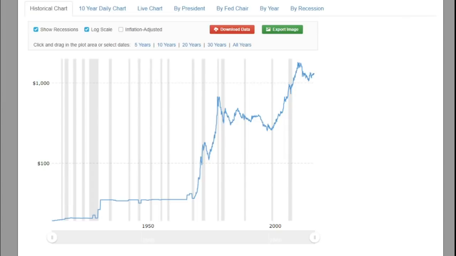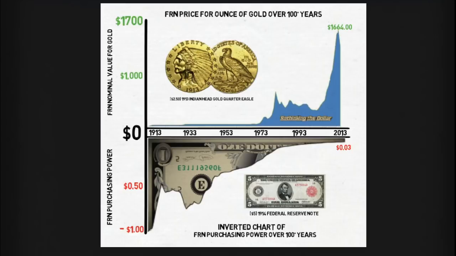I decided to put together a little visual aid, as I love to do. This one is the merging of both of those graphs, with the Federal Reserve note inverted at the very bottom to show its depreciation over the last 100 plus years, and then the appreciation of gold nominally, in regards to how much weight in gold you can actually purchase with one single Federal Reserve note.